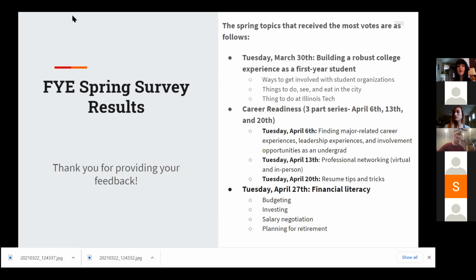Then starting in April, we have a 3-part series all about career readiness. On Tuesday, April 6th, we'll have one all about finding major related career experiences and leadership experiences as an undergraduate student, followed on Tuesday, April 13th by one all about professional networking, both virtual and in person, given the current situation with the pandemic. And on Tuesday, April 20th, we'll have a full-scale resume workshop that gives you very real, very workable tips and tricks for your resume that you can start working on right now as a first-year student.